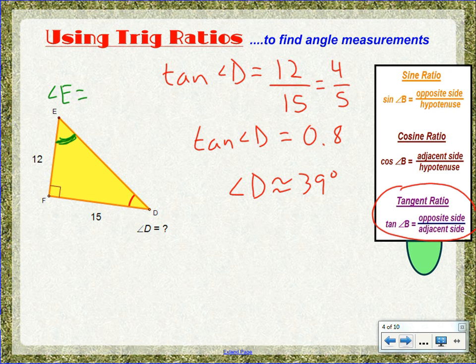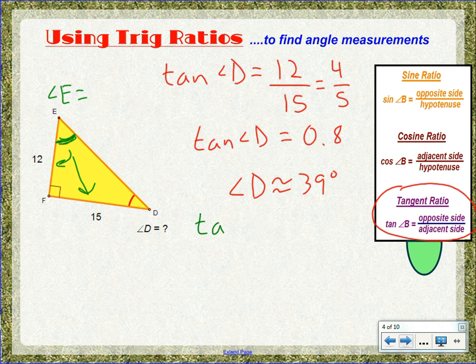Did you find it? Did you set up your ratio? Okay, let's take a look. Again, the two sides I have are the opposite side. This time 15 is the opposite, and the adjacent is 12. So I again need the one that uses opposite and adjacent, which is again tangent.